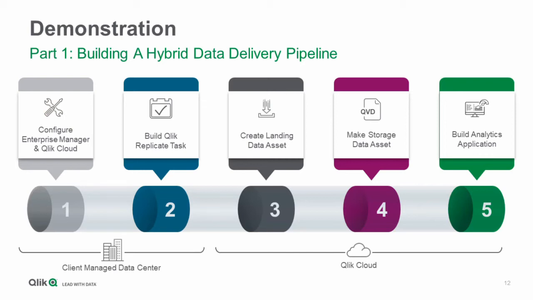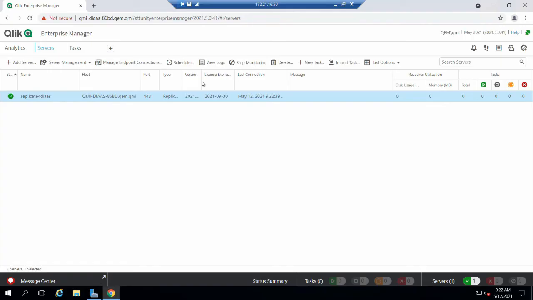The fourth step is to make a storage data asset. That's going to take the data from the S3 bucket and automatically create and update our QVDs. And the last step is to use those QVD files in an analytics application. You'll notice that steps 1 and 2 are performed on premise, and steps 3, 4, and 5 are performed inside of Qlik Cloud. So let's begin by configuring Qlik Enterprise Manager to talk to Qlik Cloud.